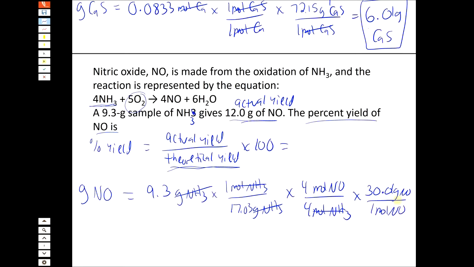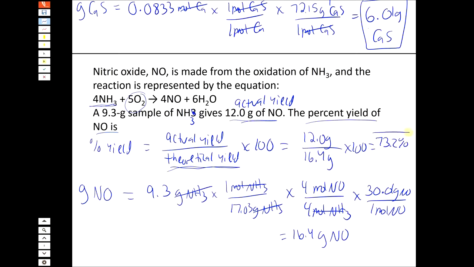So when we multiply that out, what we get is 16.4 grams. So that's our theoretical yield of NO. That's how much NO can potentially form, and now we're going to put that back up here to calculate percent yield. So actual yield is given as 12.0 grams. That's how much we're told is forming. Theoretical yield is a number that's bigger than that. It should be 16.4 grams, and then multiply that by 100. So 12 divided by 16.4, and then that's going to be 73.2%.